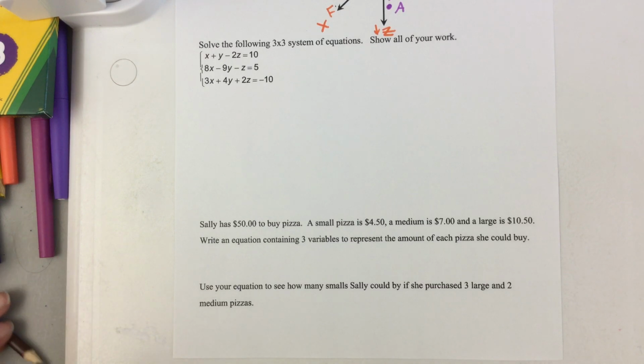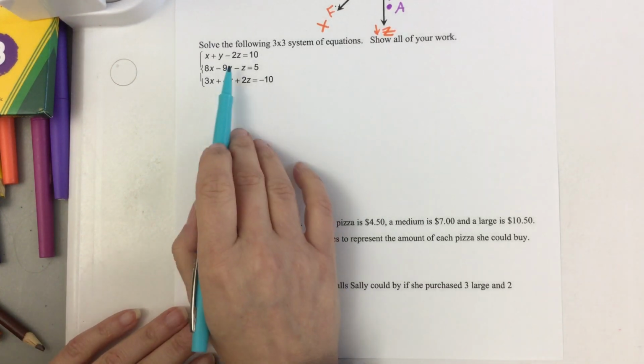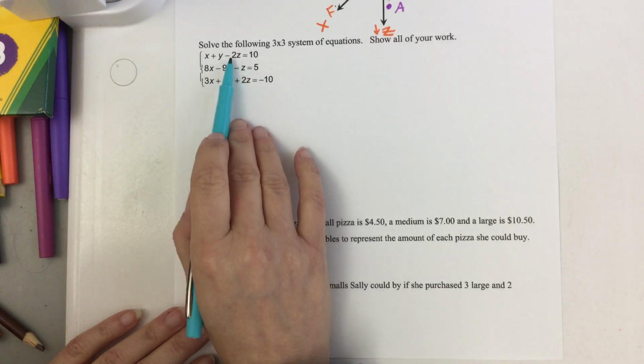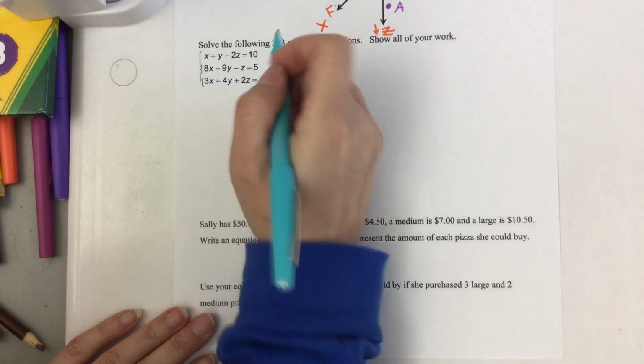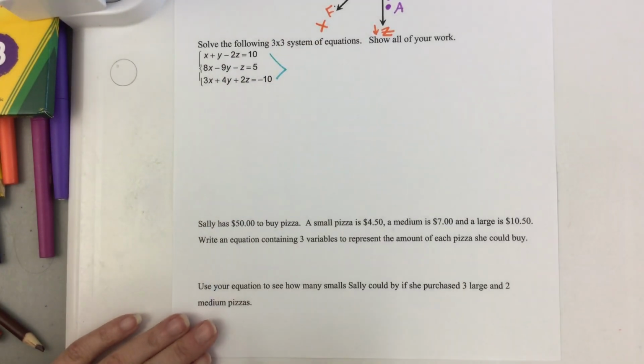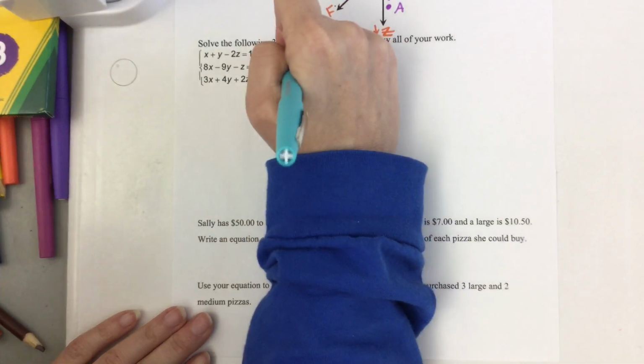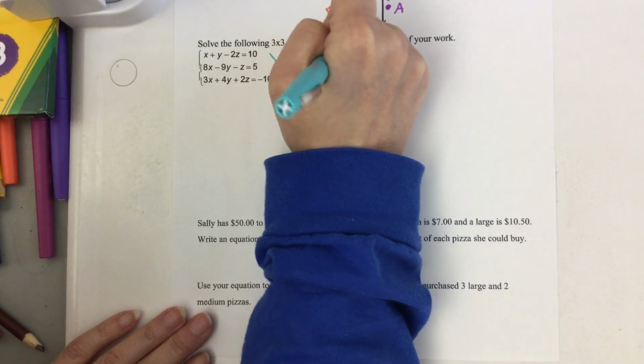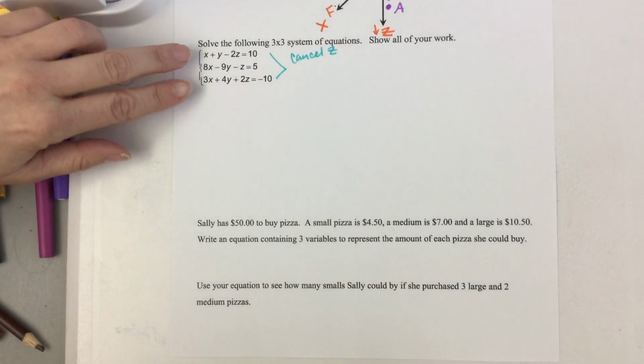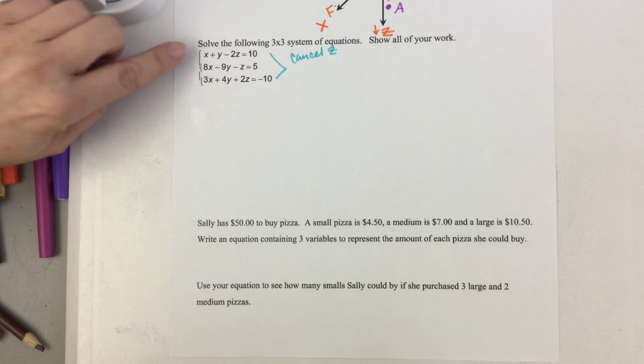Step 1, you pick 2 equations and you cancel a variable. The first thing that I notice is the top is a negative 2z and the bottom is a positive 2z. So right away I'm going to say, all right, let's take the top and the bottom and let's cancel z. I can cancel z by keeping them exactly how they are and adding them together.